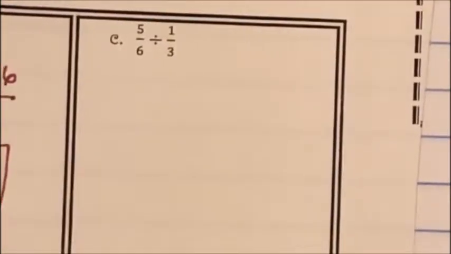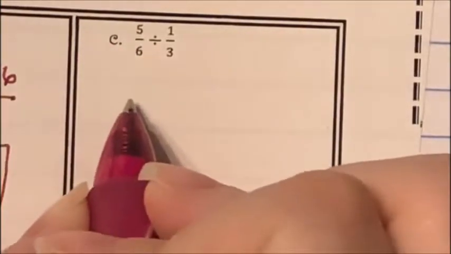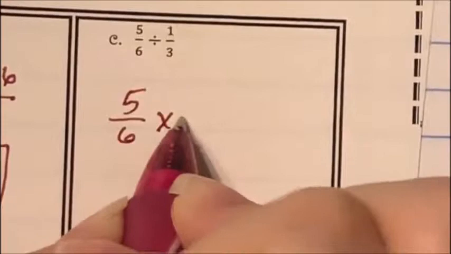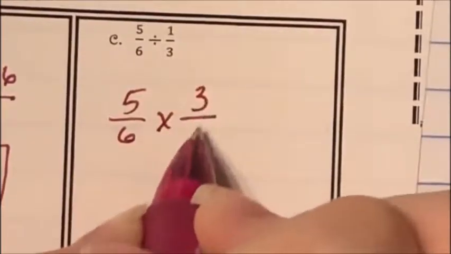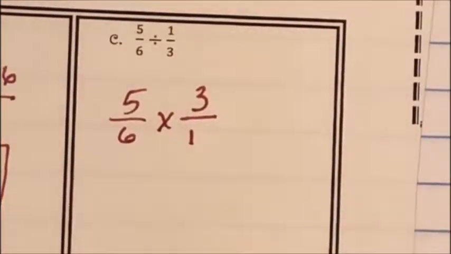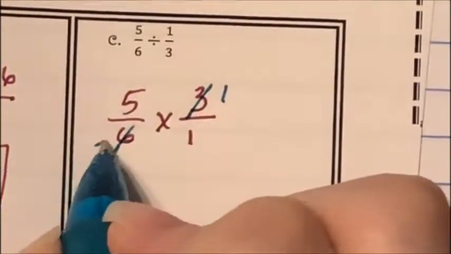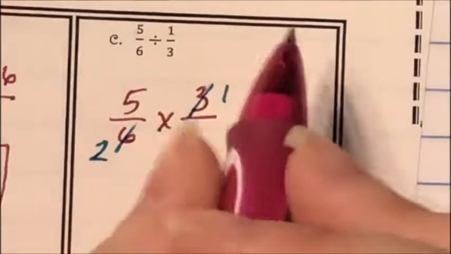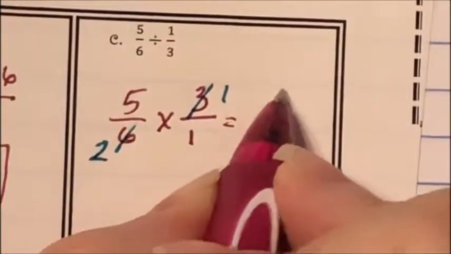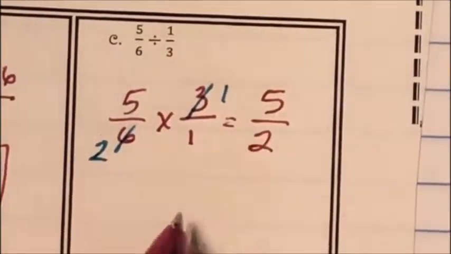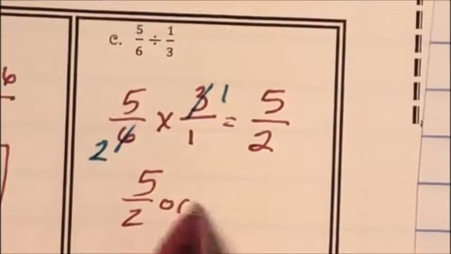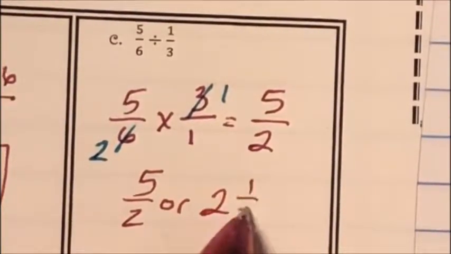Letter C says 5/6 divided by 1/3. Keep my first, change my sign, flip my second. I can cross simplify. 3 becomes 1, 6 becomes 2. 5 times 1 is 5. 2 times 1 is 2. So I get 5/2 or 2 1/2.